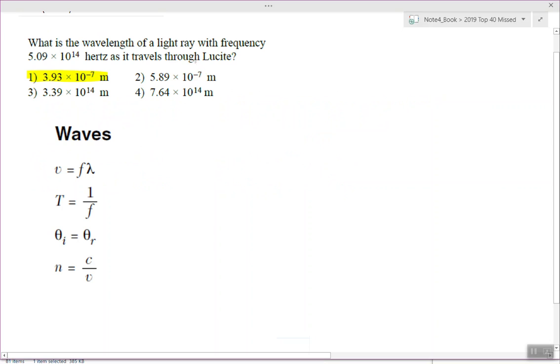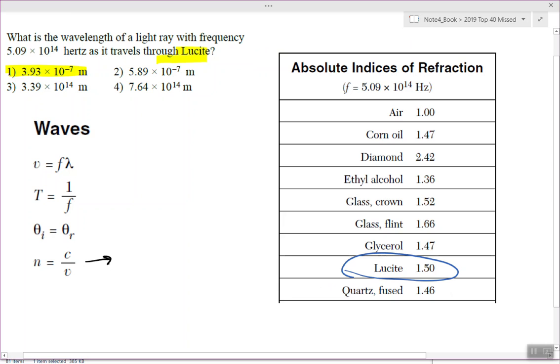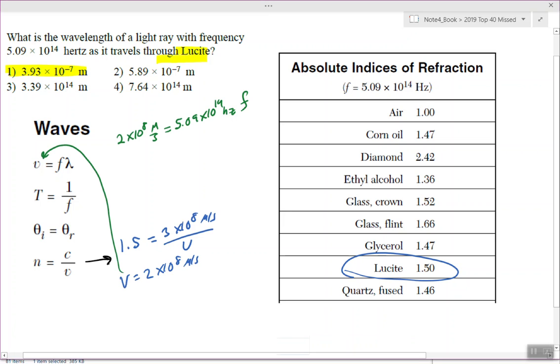Question 20. The answer is 1. So first thing you have to recognize is that light slows down when it goes through lucite, or really almost any material compared to a vacuum. There's a formula here for that speed, and we just need to know what this thing called index of refraction is for lucite. So for lucite, it's 1.5. So 1.5 equals 3 times 10 to the 8th meters per second over V. V is 2 times 10 to the 8th meters per second in lucite. Then you just take this and plug it in here, like this, and you get the answer.